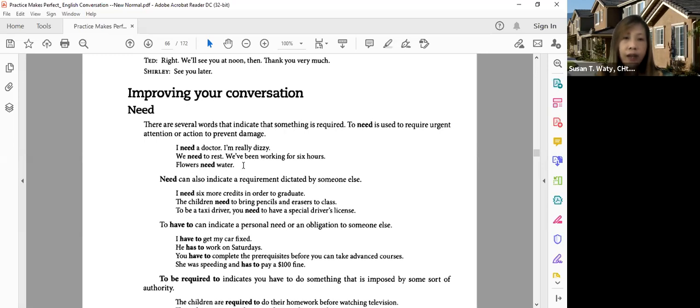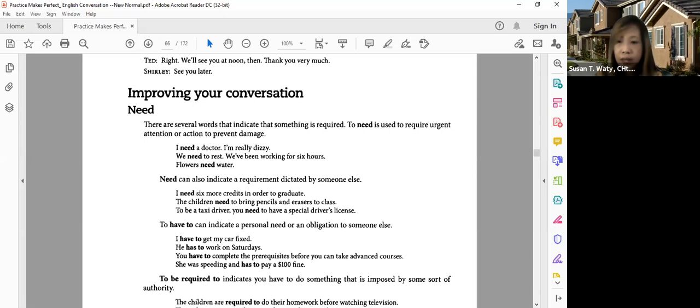All right, and then another use of need is to indicate a requirement dictated by someone else. Need as a requirement also. You can use it as in, I need 6 more credits in order to graduate. So need has a different context like that. If it's talking about a requirement, you can use need. If you're talking about an urgent attention or action, you use need also.